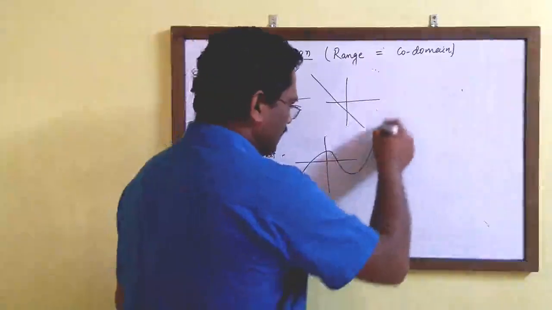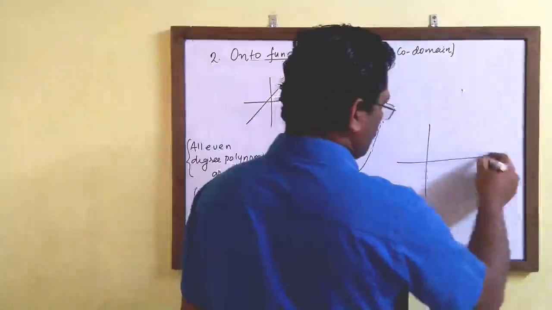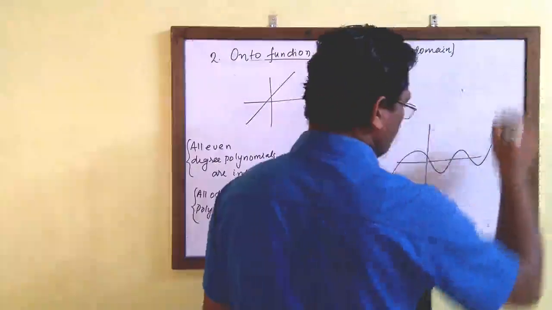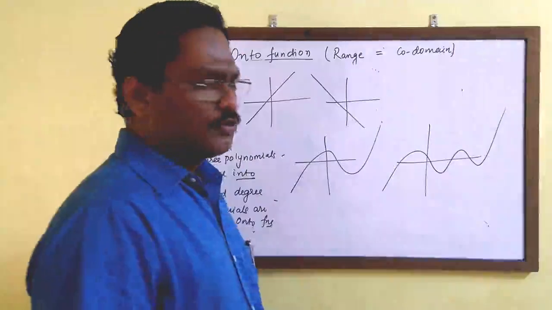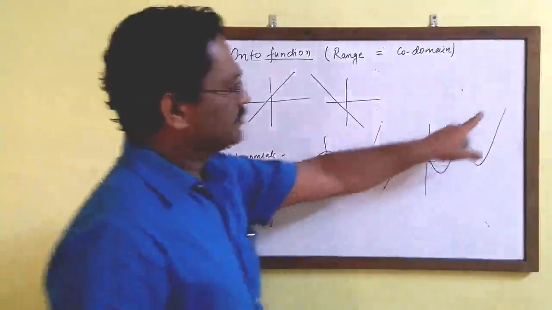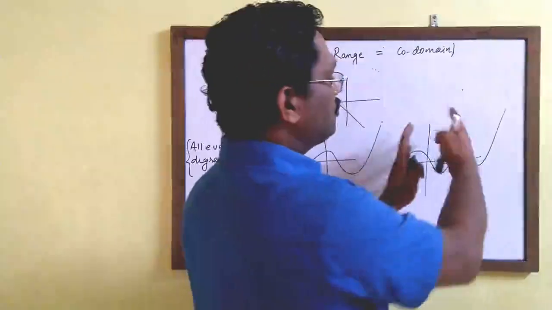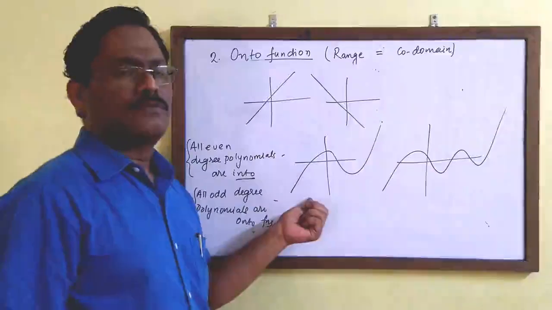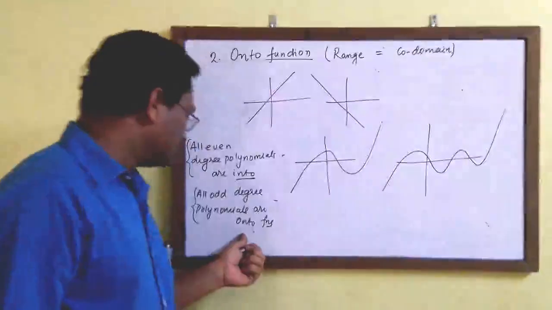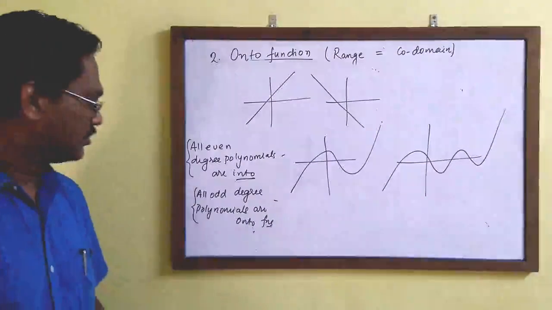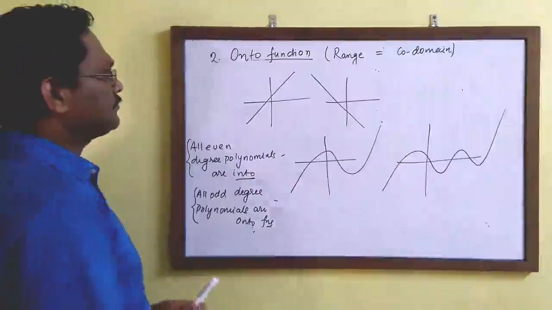A cubic generally has a graph like this. A fifth order polynomial will form something like this. So it depends. See, it travels from minus infinity to infinity. So its projection will cover the entire y-axis. So that is why I said all odd degree polynomials are onto functions.